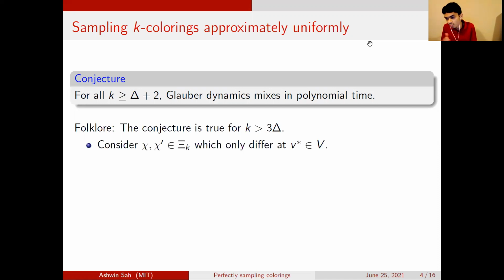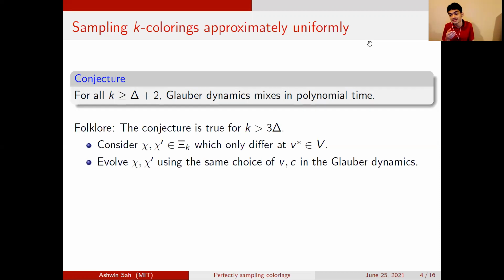The proof is morally as follows. We have to show that any two colorings will over time mix towards each other, that we can couple them to get closer in some sense. As a simplest case, and you can actually bootstrap this, consider chi and chi prime, which differ at a single vertex, a single color at a single vertex. And we're going to couple them by evolving them using the same choice of vertex and color in the Glauber dynamics.